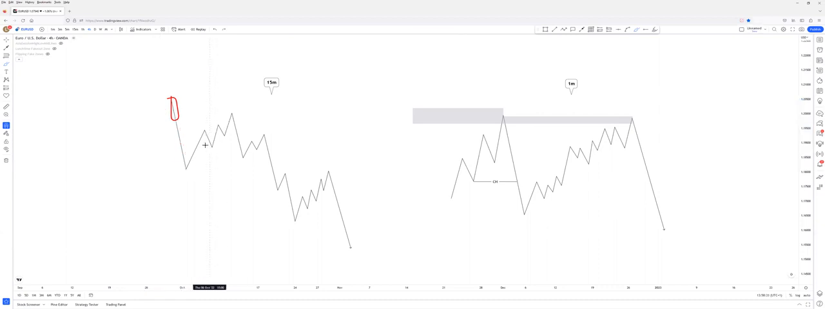And the corrective pullback has to happen with small, wicky candles. There could be a small inefficiency, but the inefficiency has to be small. It has to happen with wicky candles, small, real corrective pullback with downside, upside movement, a battle between the sellers and buyers. So this is what we call a corrective pullback and a strong movement.